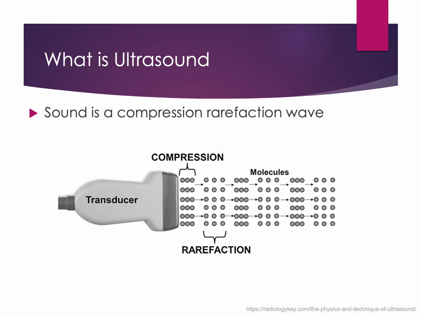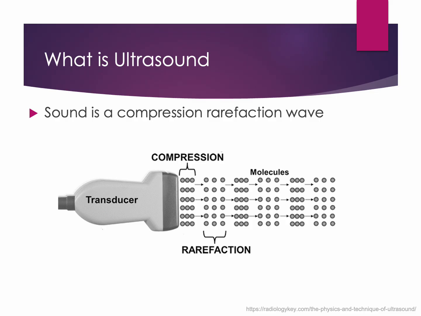When we say that sound is a compression rarefaction wave, we're describing how energy moves through a medium like tissue. As the ultrasound wave moves through tissue, it creates alternating regions of compression where particles are pushed closer together, increasing pressure and density, and rarefaction where particles are pulled farther apart, decreasing pressure and density. Importantly, the particles themselves don't travel across the tissue. They oscillate around their resting position. What actually moves is the energy.